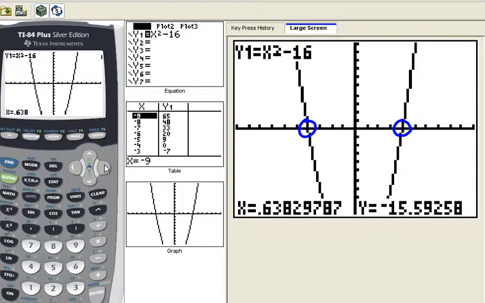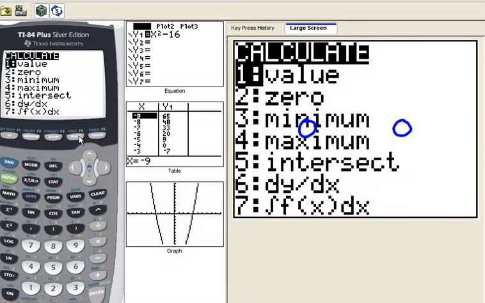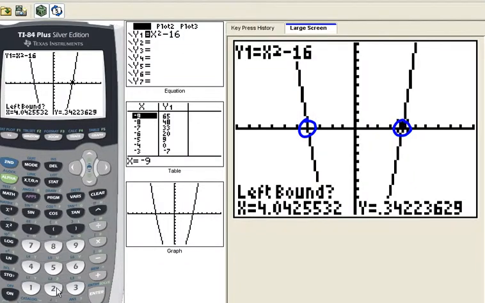You could just trace the line up until the cursor gets to the 0 and then kind of estimate it there. At this point you'd say, I think it's about 4, but we do have a function that can help us get a little more exact on our calculator, and it's number 2 here, which is the 0.